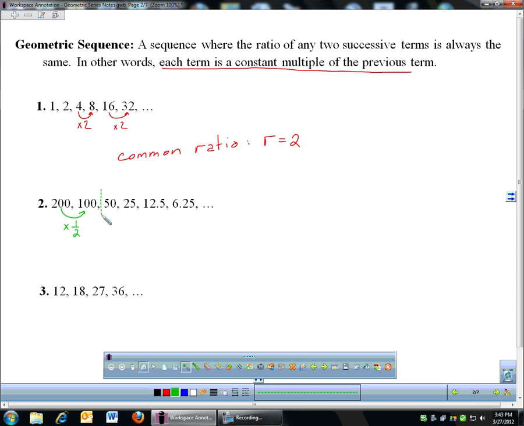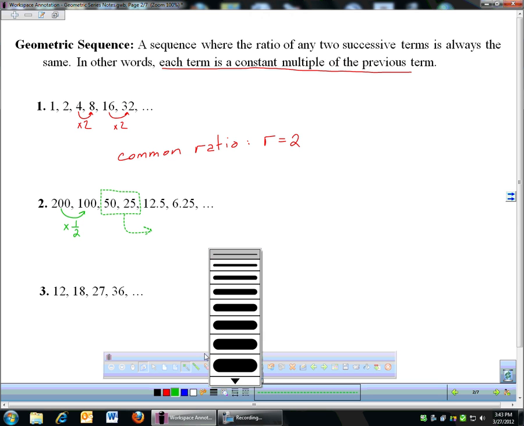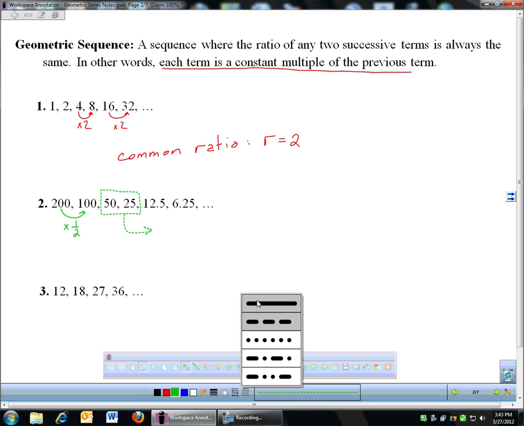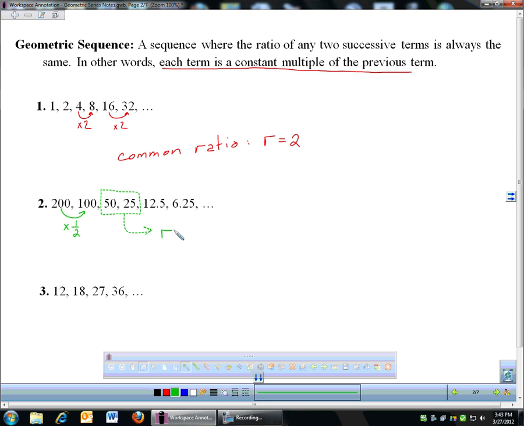Sometimes it's going to be hard to look and just guess the ratio. The way you can get the ratio is to take any two consecutive terms, it doesn't matter which ones you choose. In that case, I chose the 50 and the 25. To get the ratio, you simply divide the second term that you chose by the first term. 25 divided by 50 reduces to 1/2. So that's how you can get your common ratio.